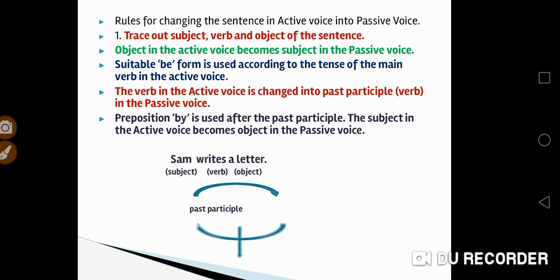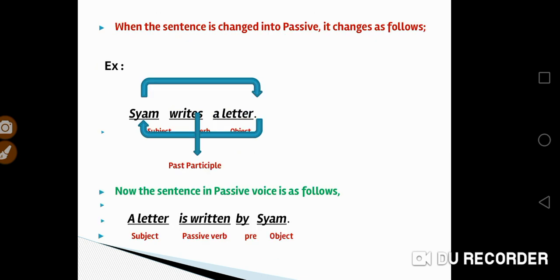The verb in the active voice is changed into past participle of the verb in the passive voice. Preposition by is used after the past participle. The subject in the active voice becomes object in the passive voice. When the sentence is changed into passive, it changes as follows.